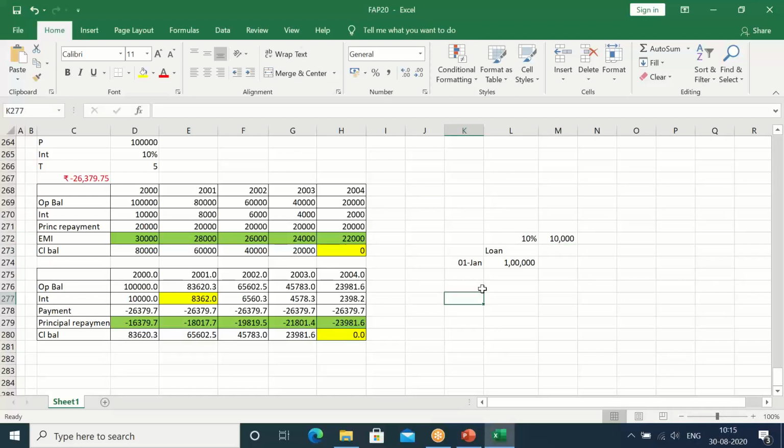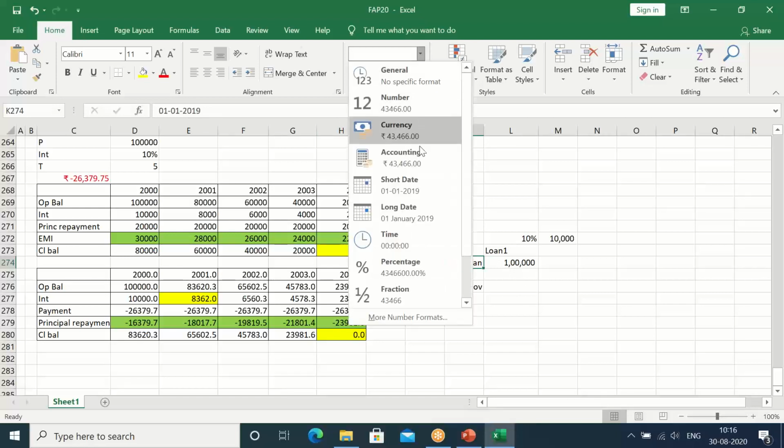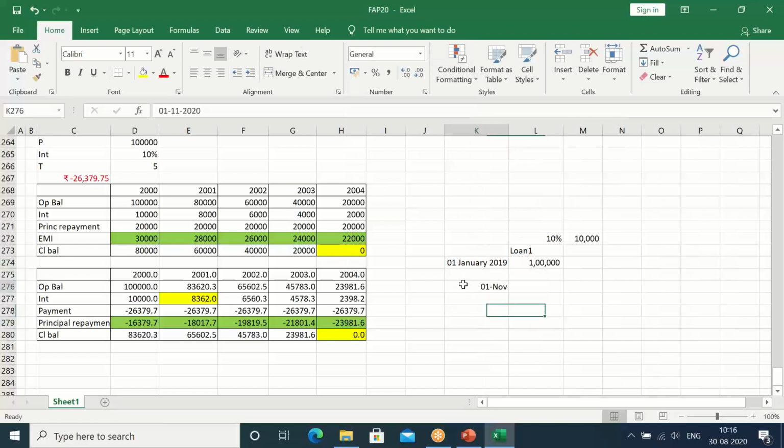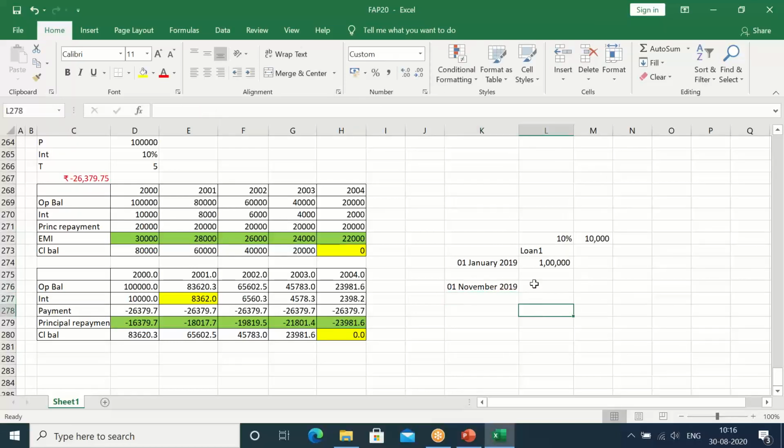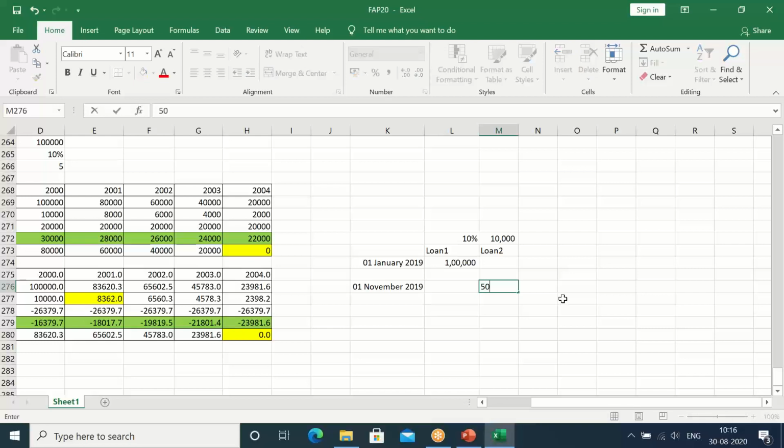But suppose this is loan 1, and let's assume on 1st of November, same year, so let's put years as well, on 1st of November 2019, company has taken another loan of, suppose, 50,000 rupees.